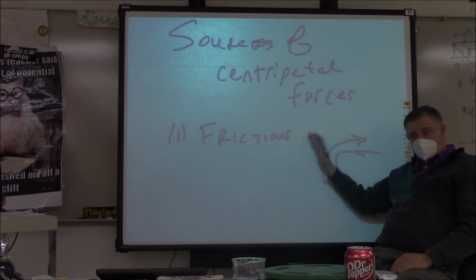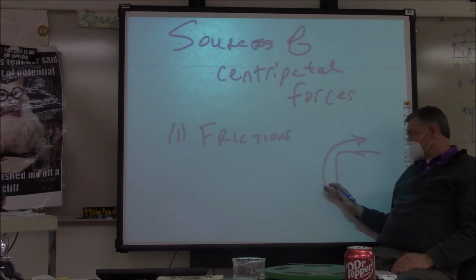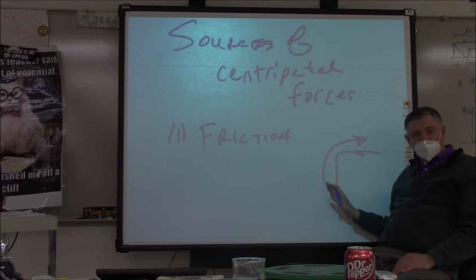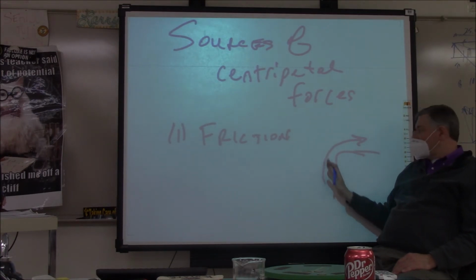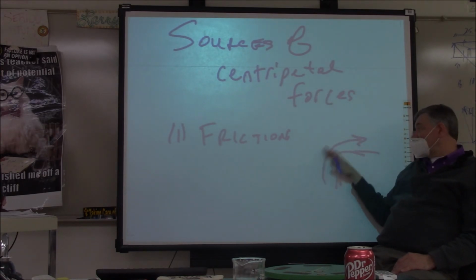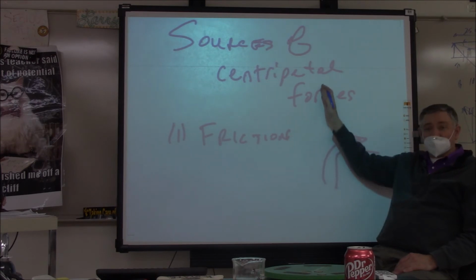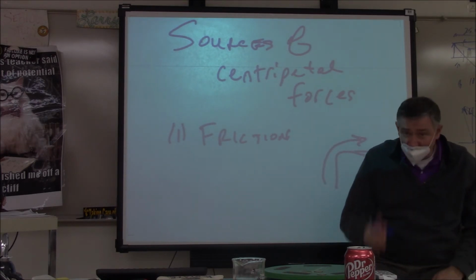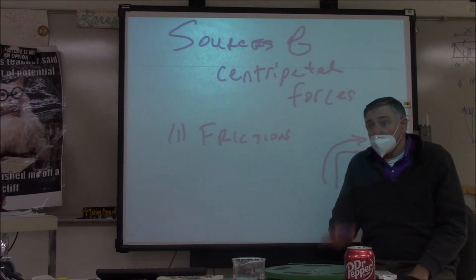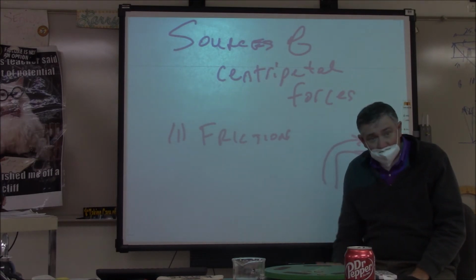Because if this is a sheet of ice and Matt tries to make this turn, what's he going to do? You're just going to go in a straight line, because if there's no frictional force, he's just going to move in a straight line. That's one of them. That's what you use almost all the time when you're driving or when you're walking.